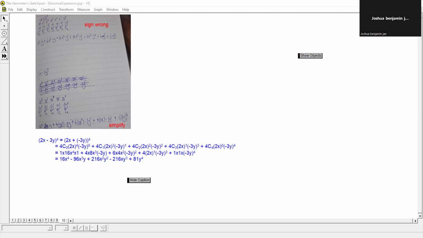Okay, right. So let me see your expansion. 6C, how to rotate? Cannot rotate. Never mind, I'll just read it like that.